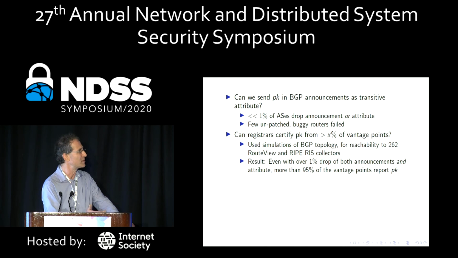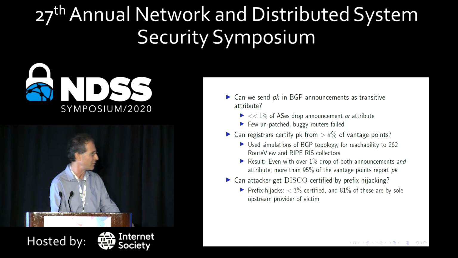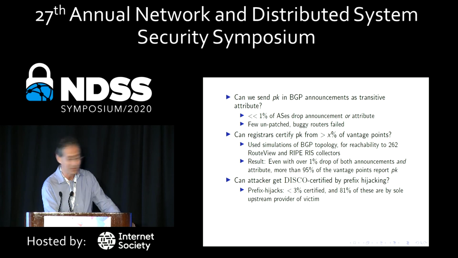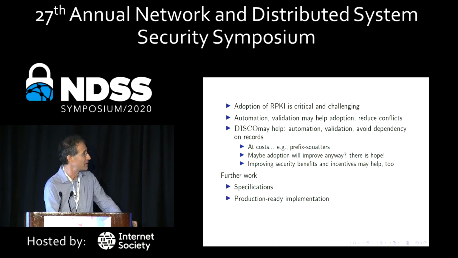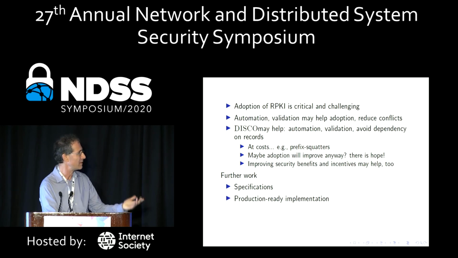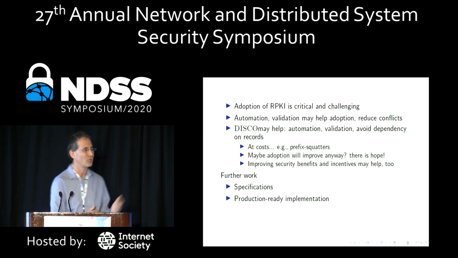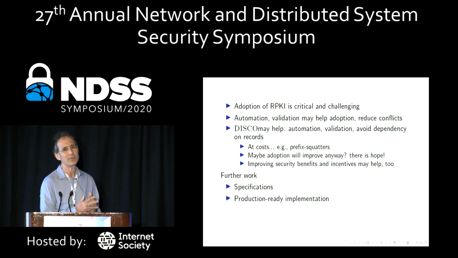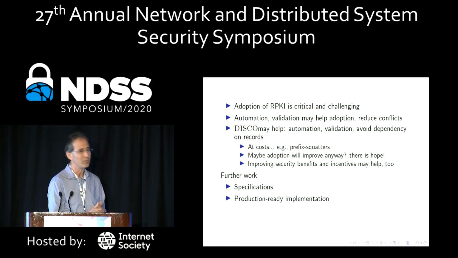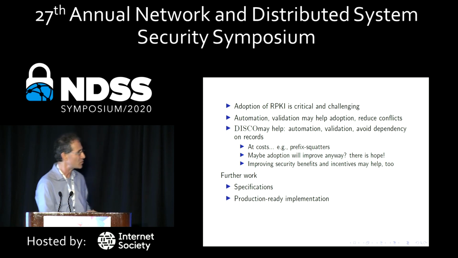So can we do this certification? We also did simulation with the BGP topology and checking reachability for all of these vantage points. The result was that we get it very well. I'll skip because we are running out of time. So it appears usable. And to summarize, the conclusion is adoption of RPKI is really critical, is challenging. Automation and validation can help, and this DISCO may help also.